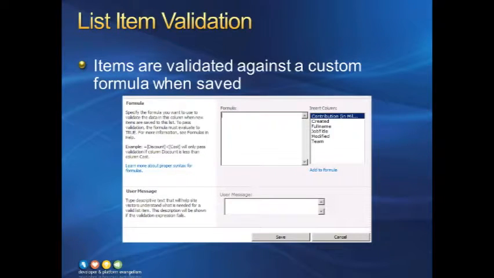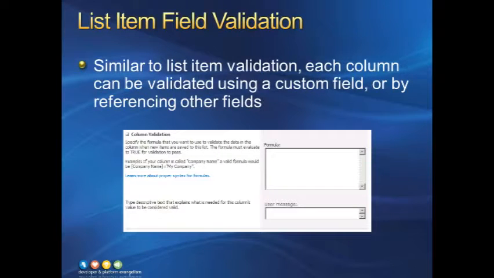Not only do I have this for list item validation, so the entire SP list item or the entire row in a list, but I can also do the same kind of validation for a particular field. So I can say that this field can only have a value between 5,000 and 10,000 or something like that. The same thing is true here, where I basically just put a little user message in and it won't let me save the item until it passes the validation.